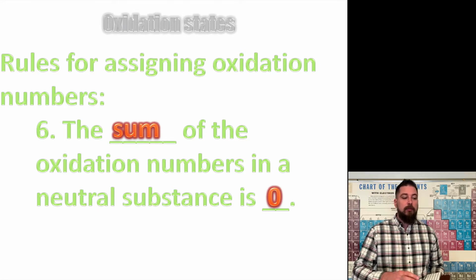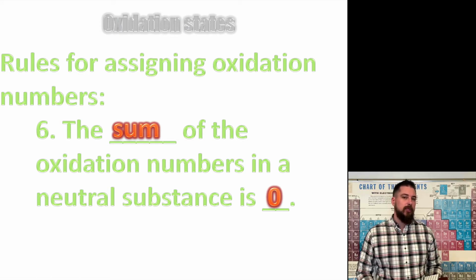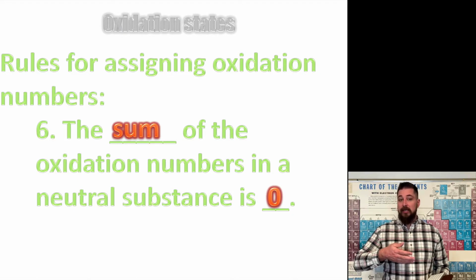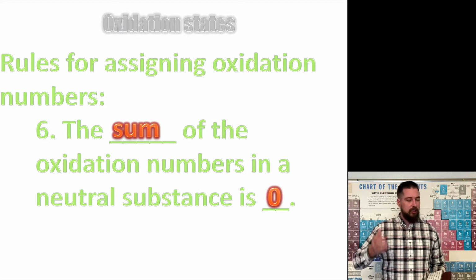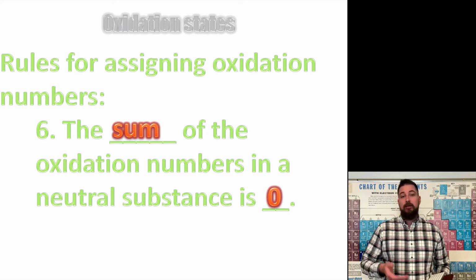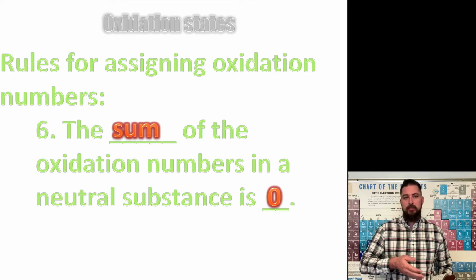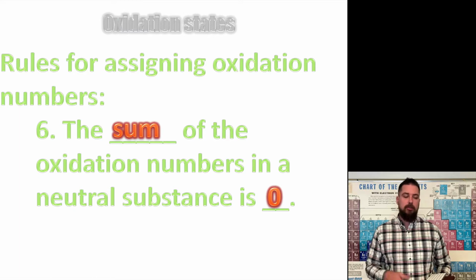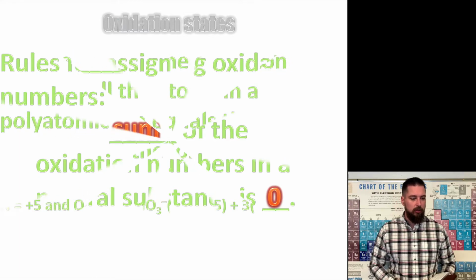The sum of the oxidation numbers in a neutral substance is equal to 0. And so let's say we have water, for example, H2O. That's a neutral substance. Whatever the oxidation number of hydrogen is and the oxidation of oxygen is, if you add those together, it has to equal 0. Now keep in mind there's 2 hydrogens, so whatever the oxidation number of each hydrogen is, added together, plus the oxidation number of the oxygen added to that must add up to 0. And again, we'll go over an example of this in a moment.